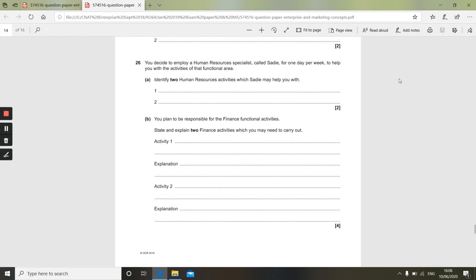So I'll just give you an example here. If you're looking at cash flow, so monitoring cash flow could be the activity, and the explanation, you would want to see how much money is going in and out of the business, so you've got more money coming in than you've got going out. Okay.